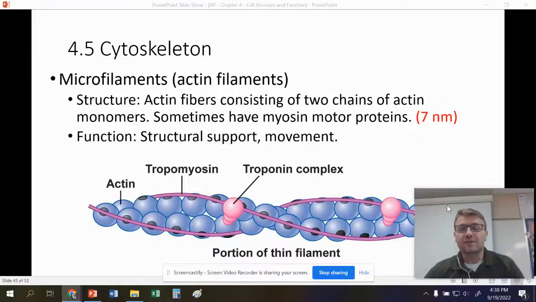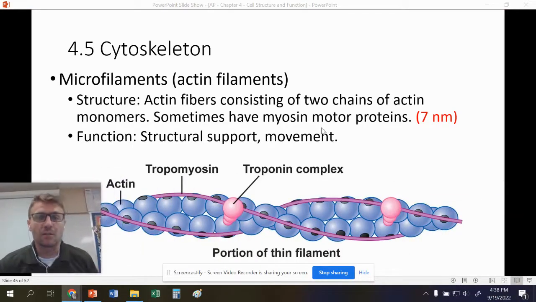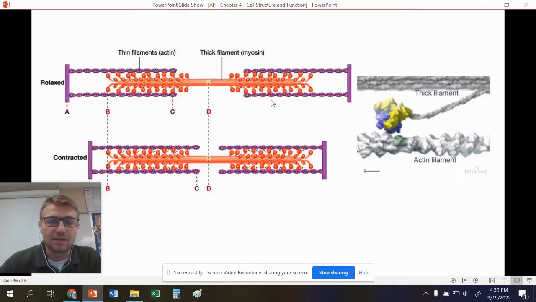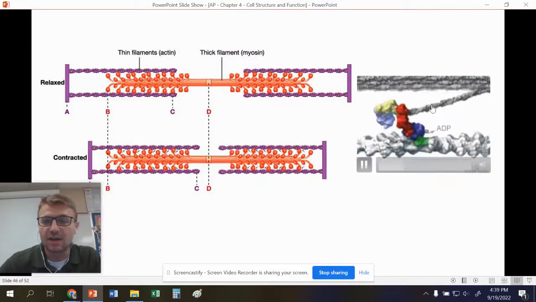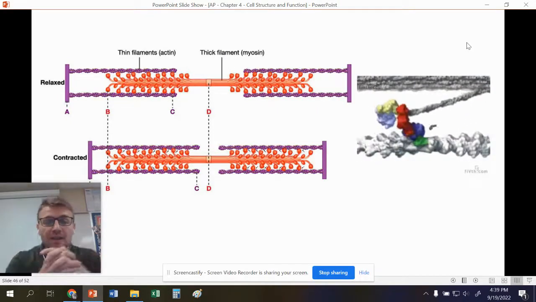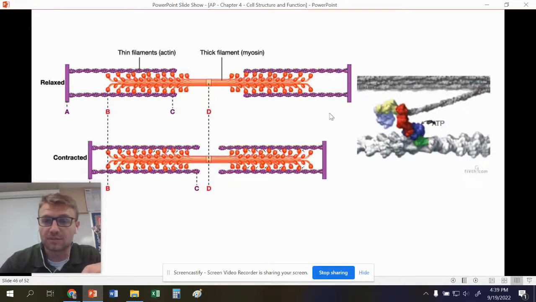All right, 3 different types of cytoskeletal structures I'd like you to know. Microfilaments. These are the smallest. They contain fibers of monomers called actin, and they have sometimes myosin motor proteins that run along them. The function is for support and movement. We're going to see that support and movement here in a second. You can see the myosin and actin working together. This is how your muscles move. These are motor proteins that will run along the actin molecules, and this is, again, how you move. This is how your muscles function.